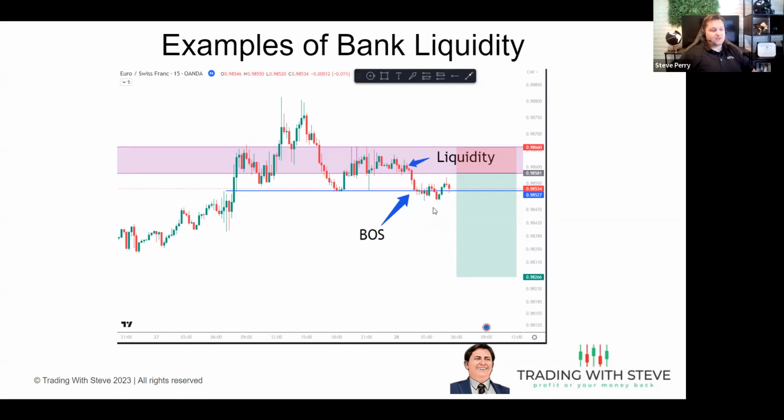So what that means is there's liquidity trapped in the last area wherever there was a contraction that created the expansion necessary to break the structure.